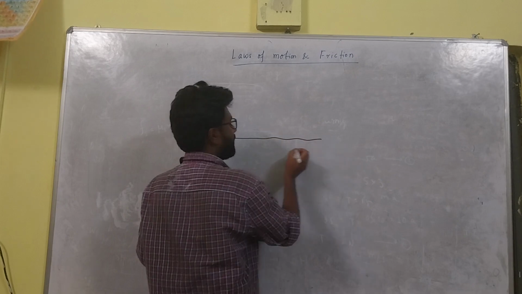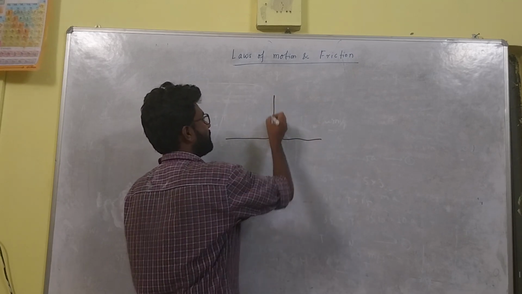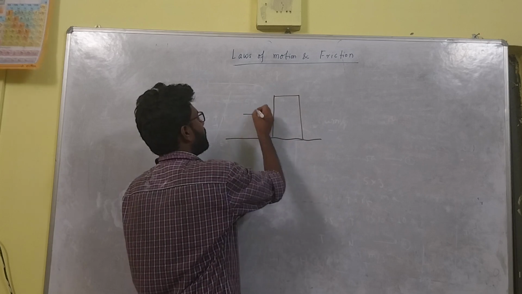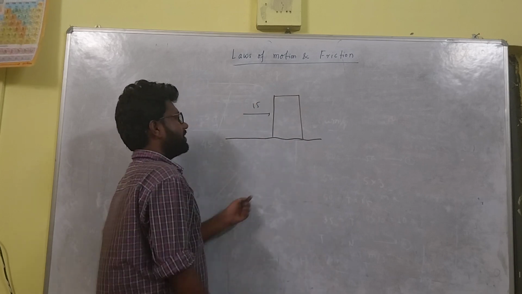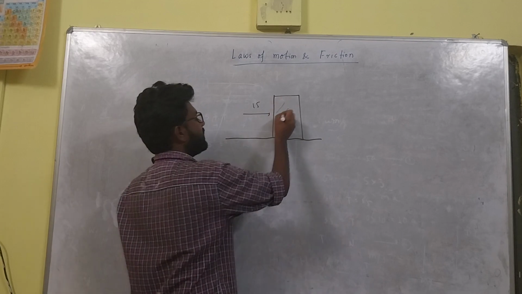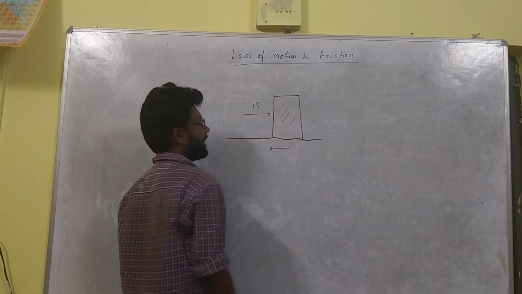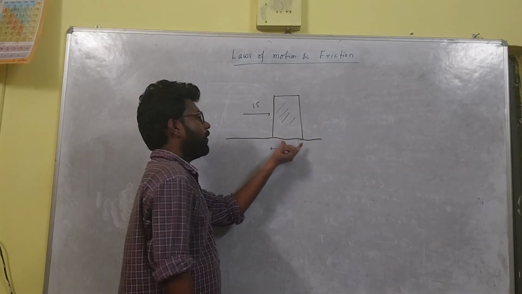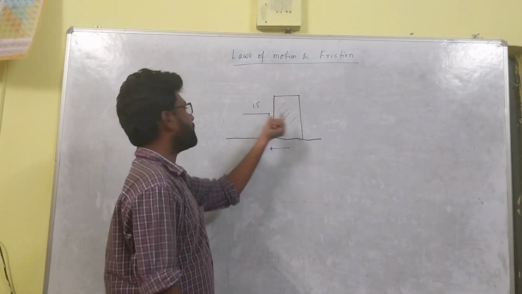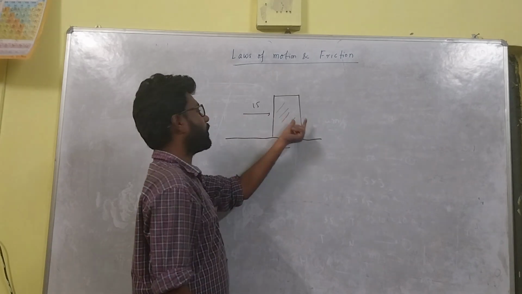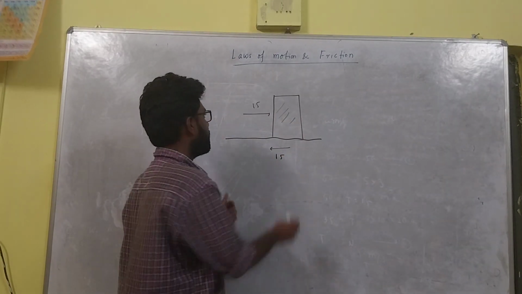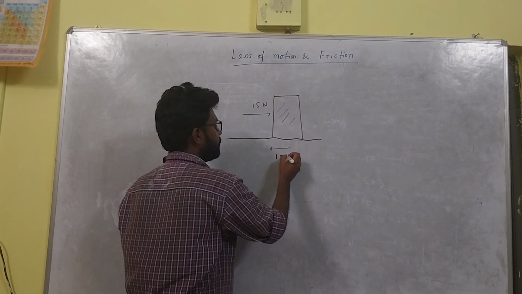It's a floor, a rough floor, and an almirah is placed here. If I apply 15 Newton force, just imagine the almirah is counterpacked. I mean, it doesn't move. That means the floor actually acts with the same force, the same and opposite force acts on that almirah. That is why the almirah doesn't move.